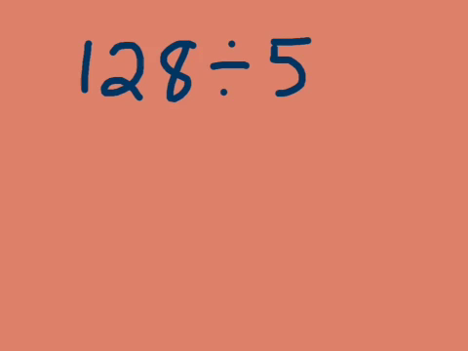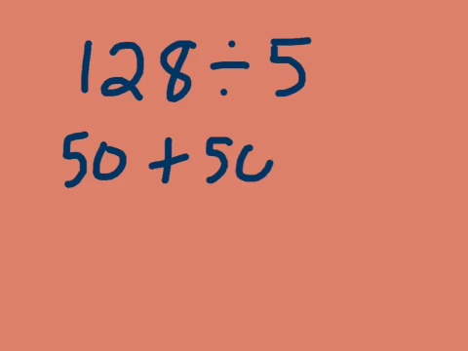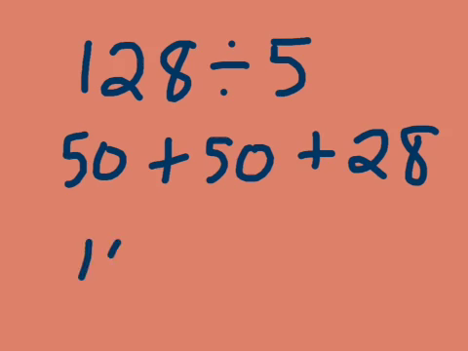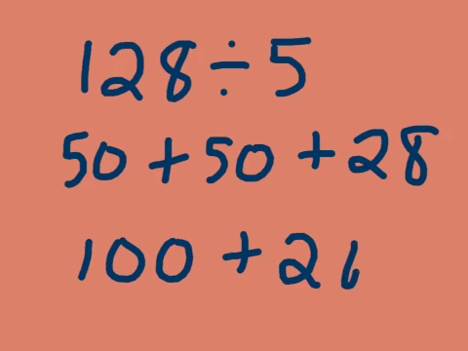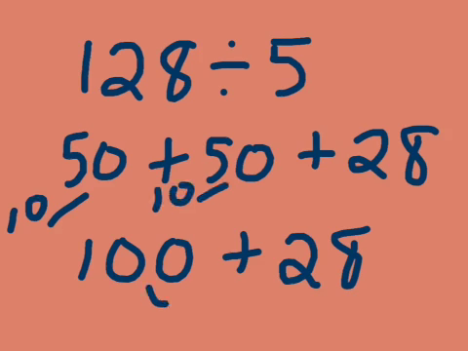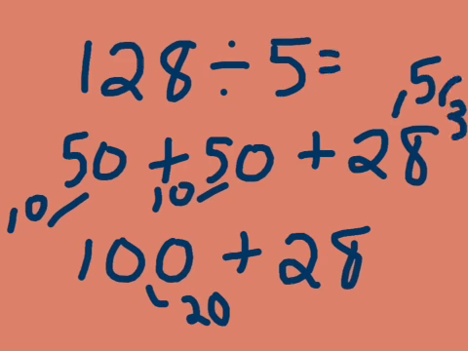And for our last question, we could rename 128 as 50 plus 50 plus 28. Or, if you think you know how to do it this way, you could skip a step and just name it 100 plus 28. So, either way, you're going to get 10 here and 10 here, or you'd get 20 groups of 5 here from 100. Then 28 divided by 5, well, that's 5 groups of 5, which is 25, with a remainder of 3. So altogether we have 25 groups of 5, remainder 3.